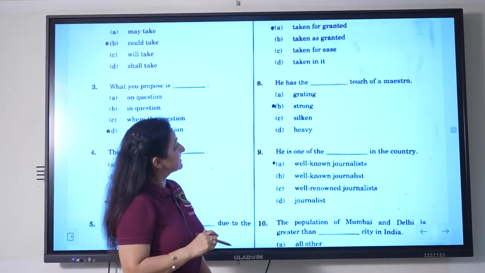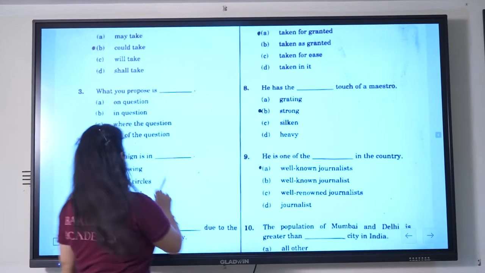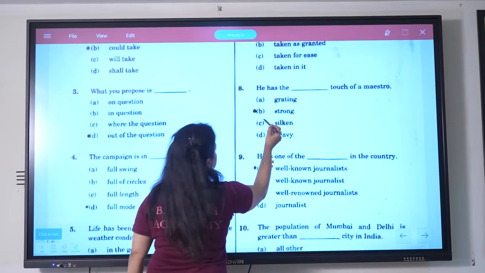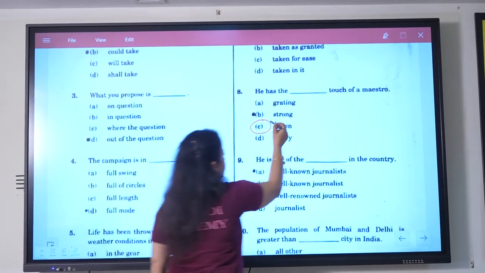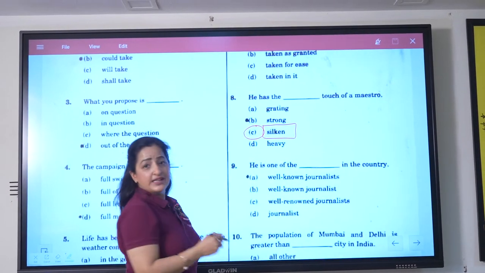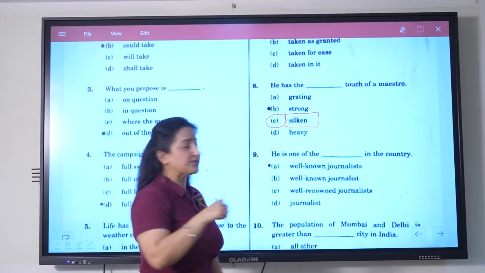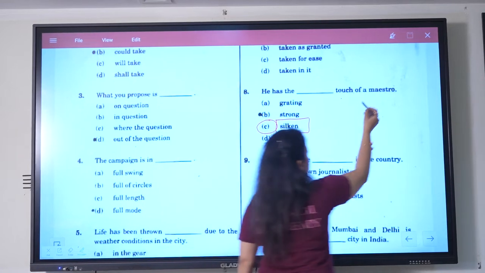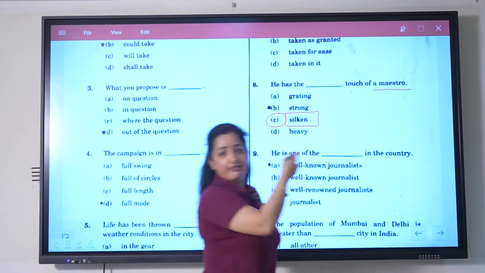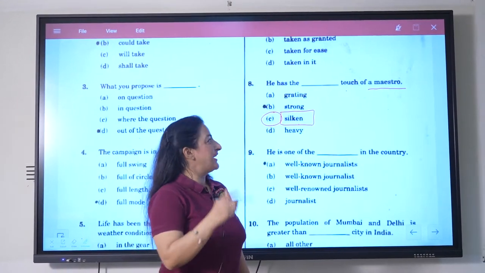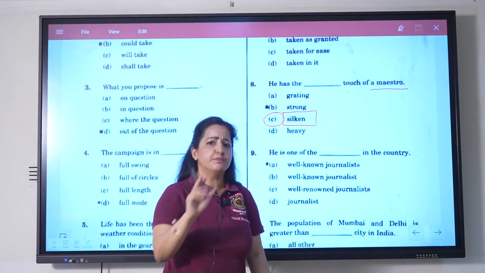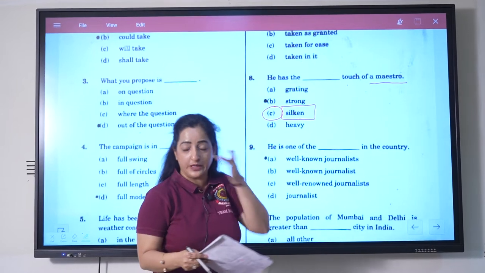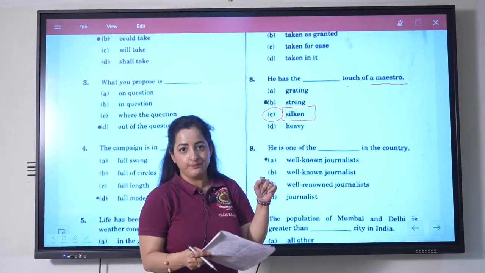He has the dash touch of a maestro. The correct answer is he has the silken touch of a maestro. Now, why silken touch? It's a word association. Silken and touch really go together. And then you should also know the meaning of maestro. Only then you'll be able to select the answer. Maestro is an expert, particularly in music, which is why the word silken really goes well with music. Smooth touch.